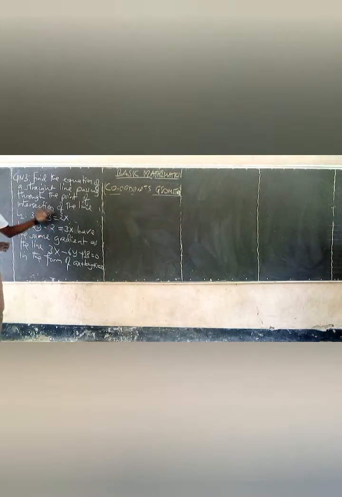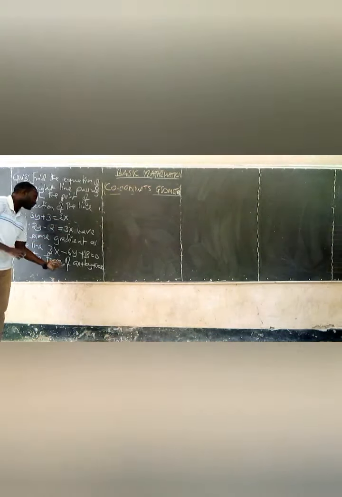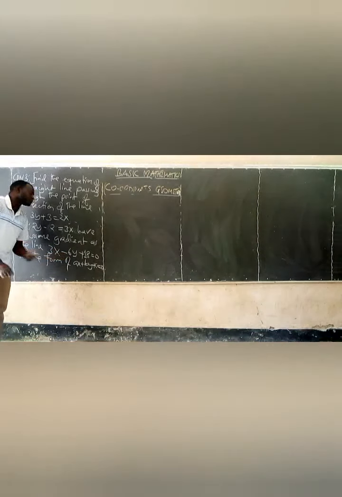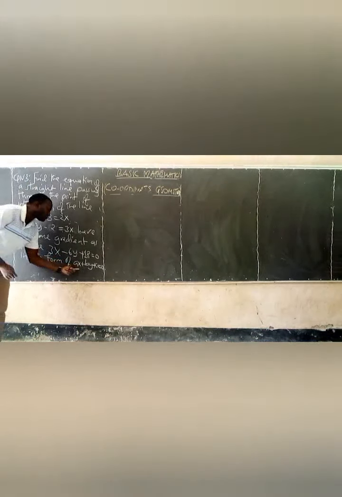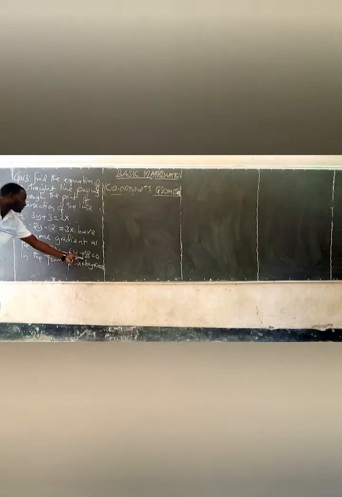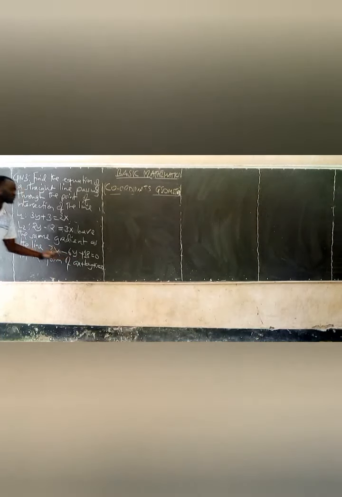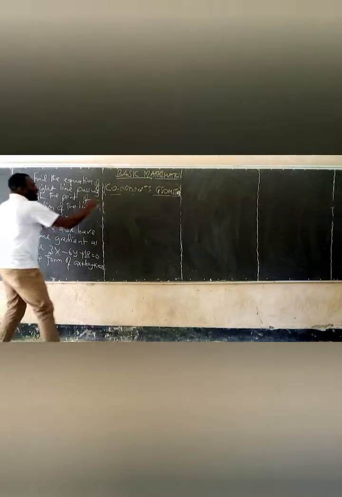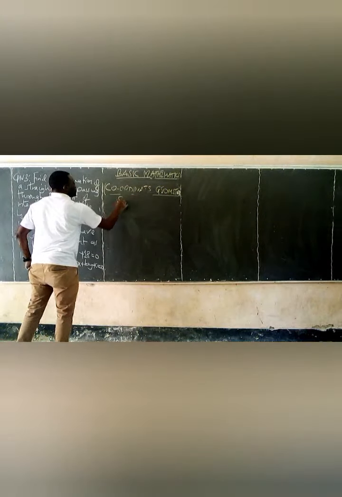What are we going to do? First of all, we are supposed to determine the point of intersection, which is the value of x and the value of y. This looks like a simultaneous equation, so we are going to solve a simultaneous equation. Then after obtaining the values of x and y, we will use them to form the equation of the line by using the gradient or slope found through this equation. So we take the solution.